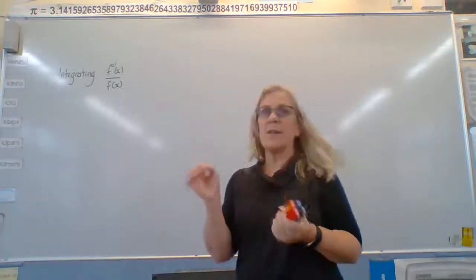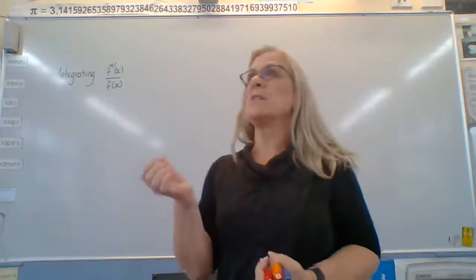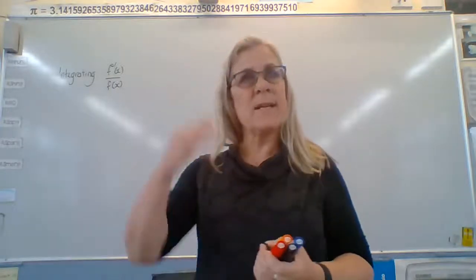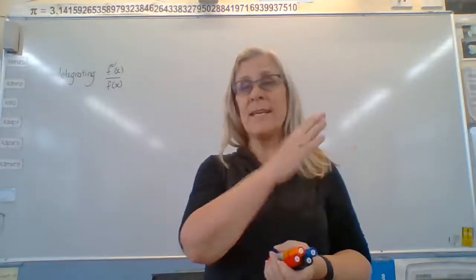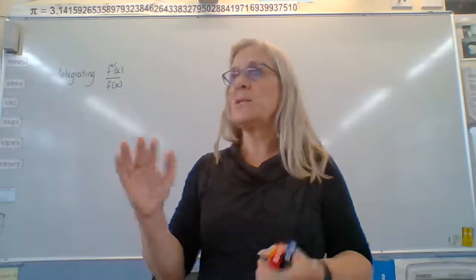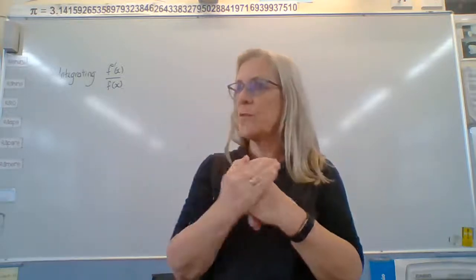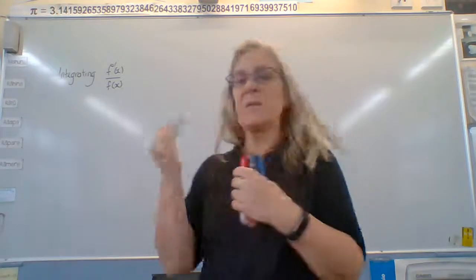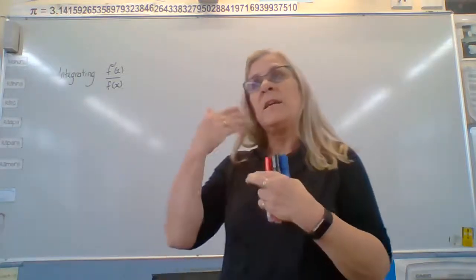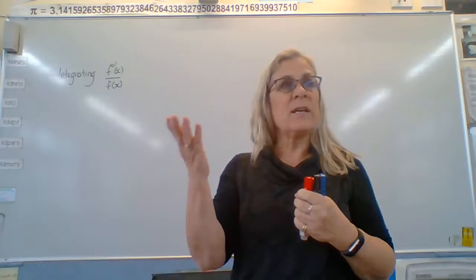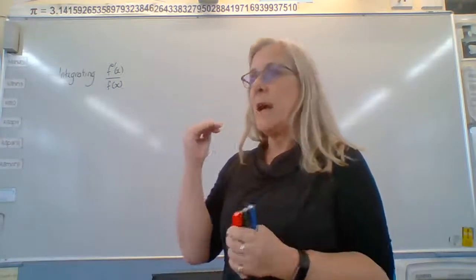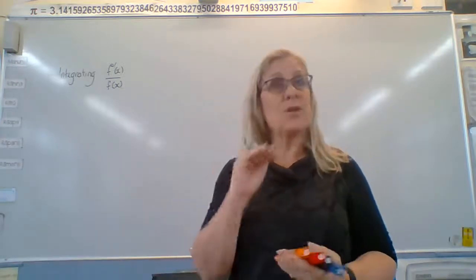So we've looked at integrating a whole lot of different quotients. We had ones where we could divide ourselves just by cancelling out as we go. We had ones where we had to do that long division so that we got something that was just over an x. And the third type is this particular type where the numerator is actually the derivative of the denominator.